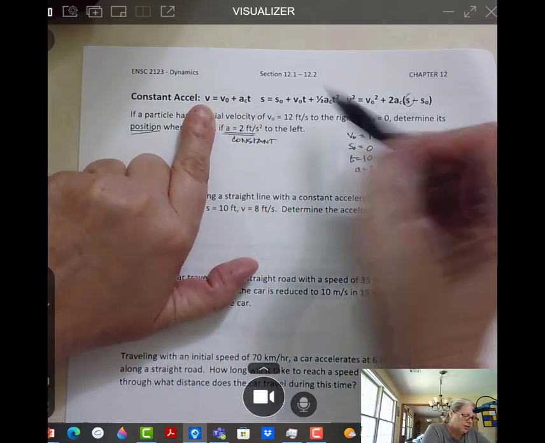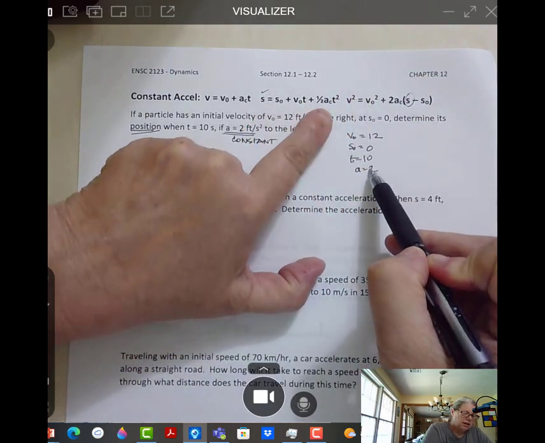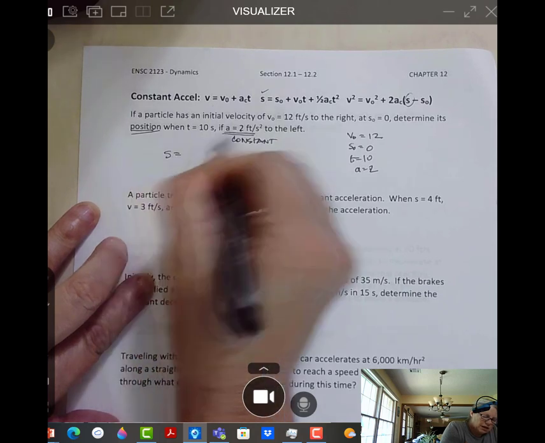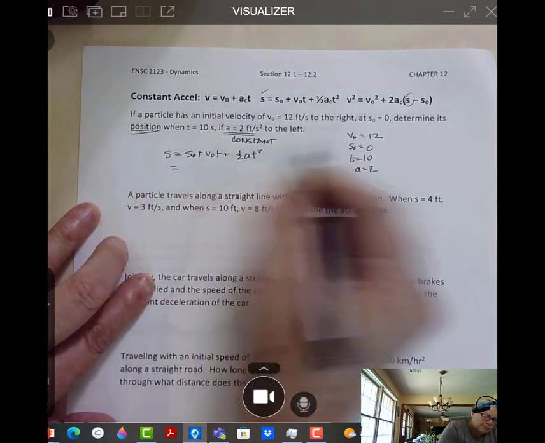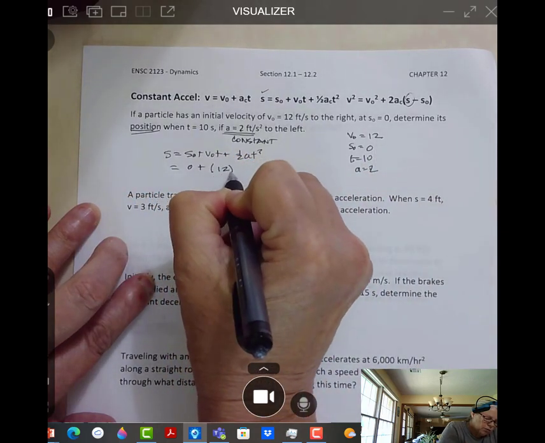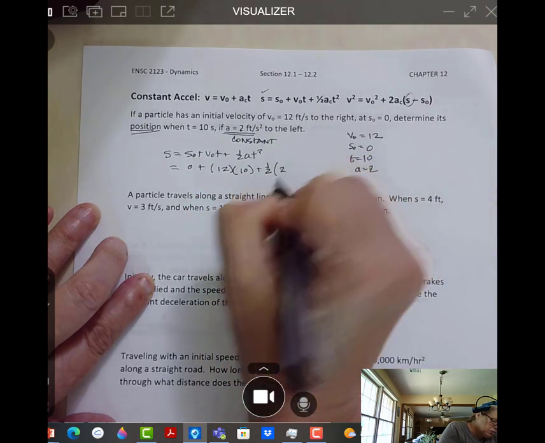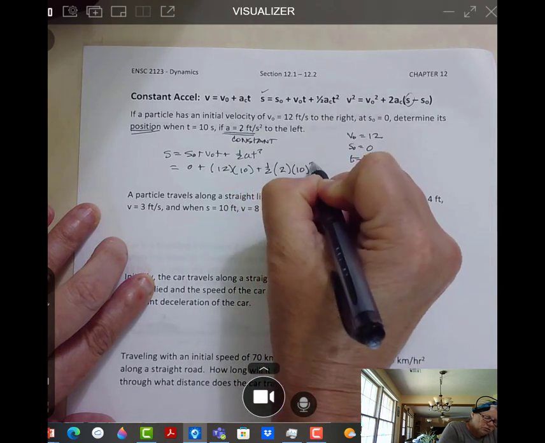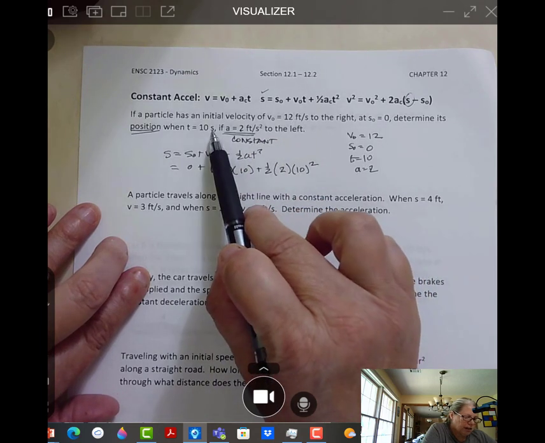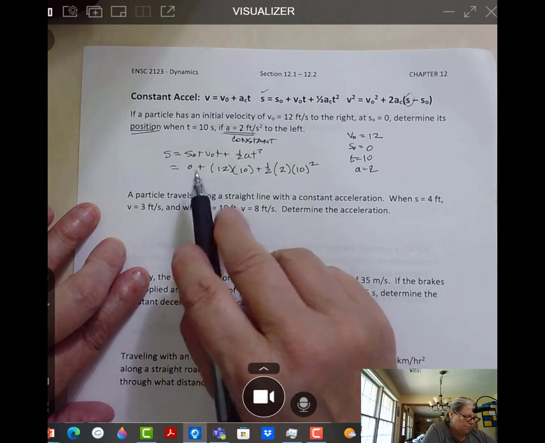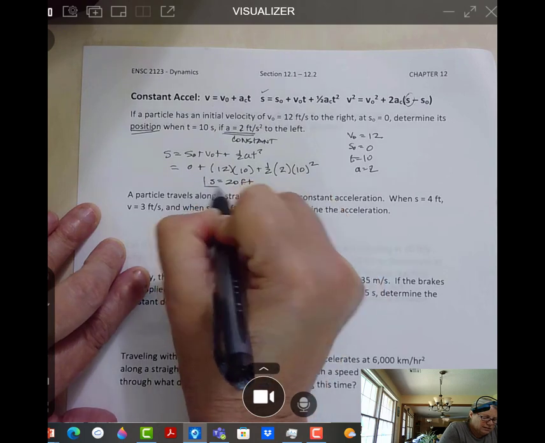So let's look over here. We don't know final velocity. We're looking for final position. I know initial velocity, time, and acceleration. So s equals s naught plus v naught t plus 1/2 a t squared. So I'm going to have 0 plus 12 times my time, 10, plus 1/2 times a, which is 2, times time squared. Make sure everything is in feet and seconds, so we don't have to do any type of change with our units. If we fill this out, we get that s equals 20 feet.